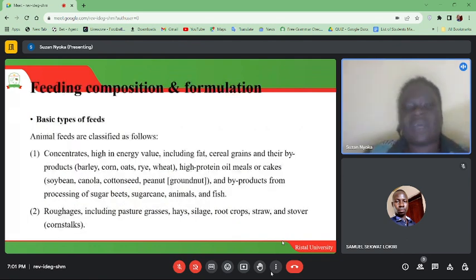Feeding composition and formulation. Basic types of feeds. Animal feeds are classified as follows. One is the concentrates, high in energy value, including fats, cereal grains, and their byproducts such as barley, corn, oats, rye, and wheat. High protein oil meals or cakes such as soybean, canola, cottonseed, peanuts, and byproducts from processing of sugar beet, sugarcane, animals, and fish. The second type is refuges, including pasture, grasses, hay, silage, root crops, straw, and stover.